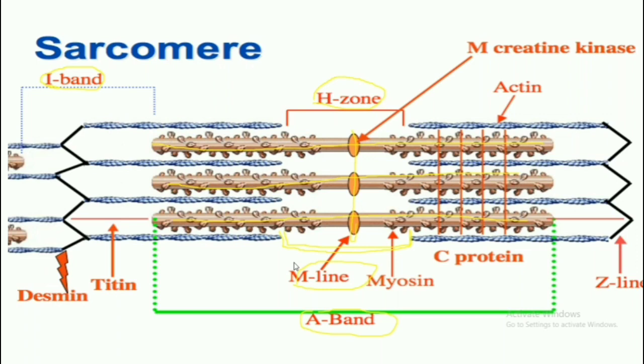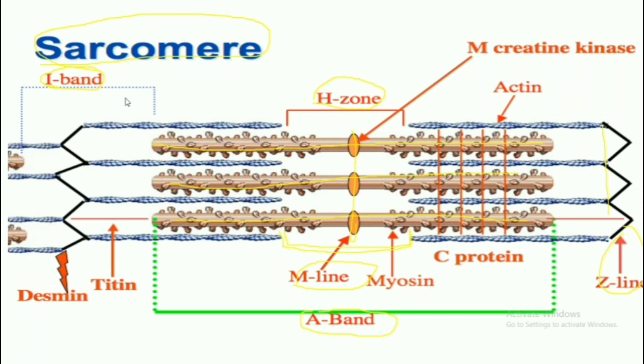After this there is another line that is called the Z line. This actin filament is connected to one another by a protein that is called desmin. So wherever desmin is present, that line is called a Z line. Here also there is one line, that is a Z line. So the area, the region between two Z lines, is called one sarcomere. It is labeled over here. It is called a sarcomere, which is a functional unit of the muscle.